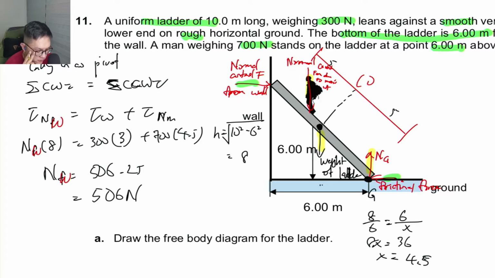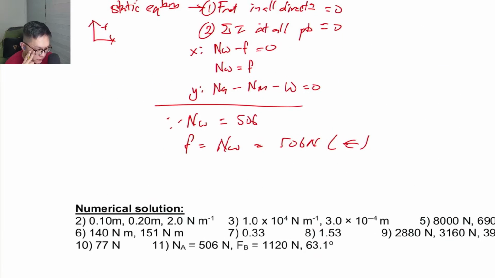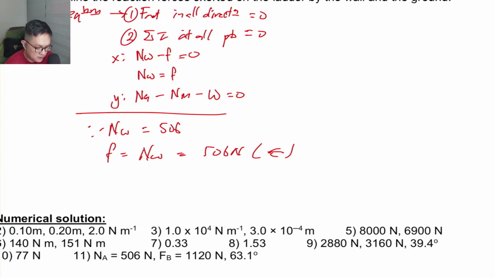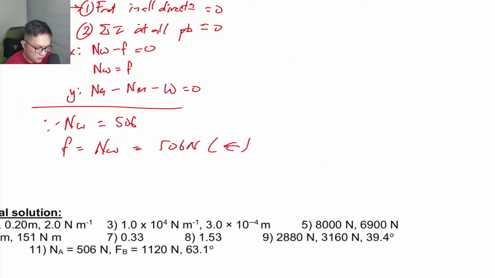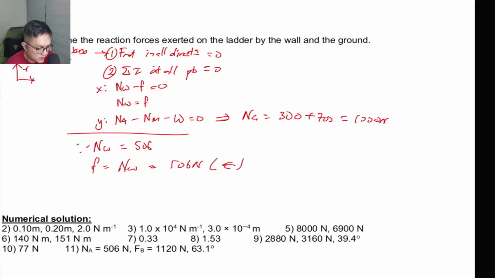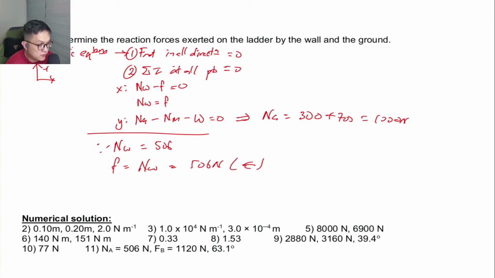Oh, I can work out NG. From this equation here, NG is just equal to 300 plus 700. So I get 1000 newtons. You're supposed to work out the reaction force, so you need to find the direction as well.